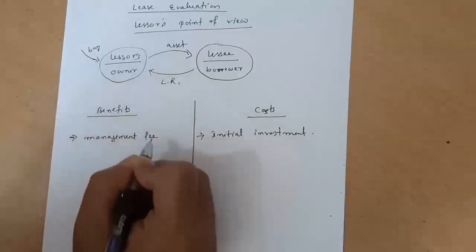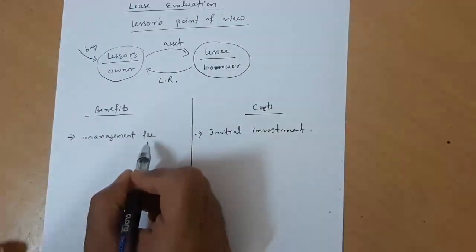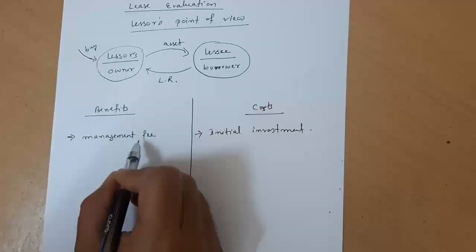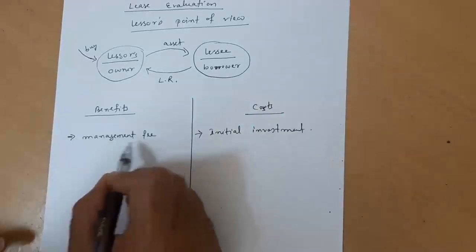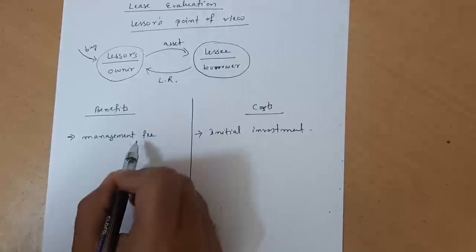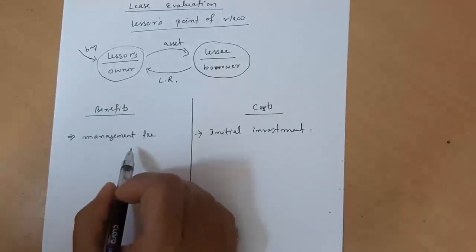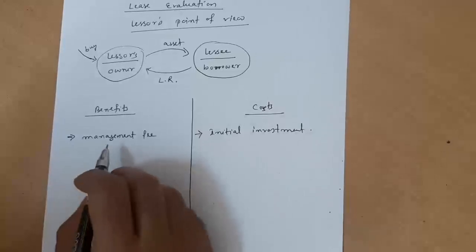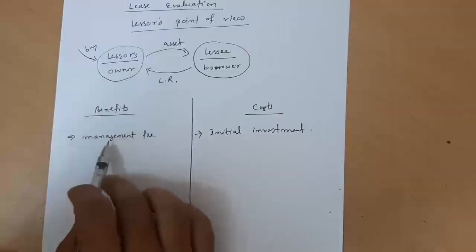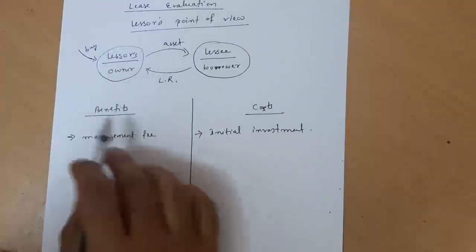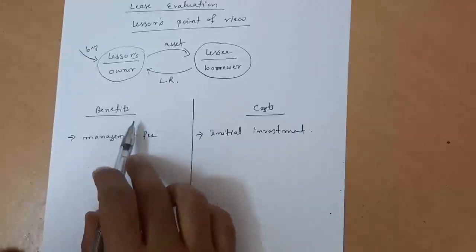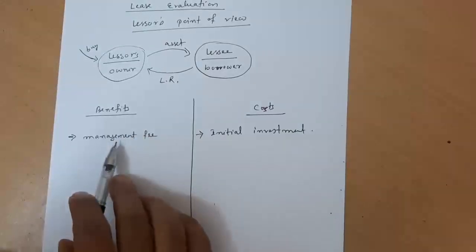This is usually taken at the starting of the lease. Whenever the lease proceedings are done, this management fee is taken by the lessor from the lessee. So this is usually one time and taken at the starting. Now this benefit which the lessor is having, we are considering everything from the lessor's point of view, so this is an income for the lessor.